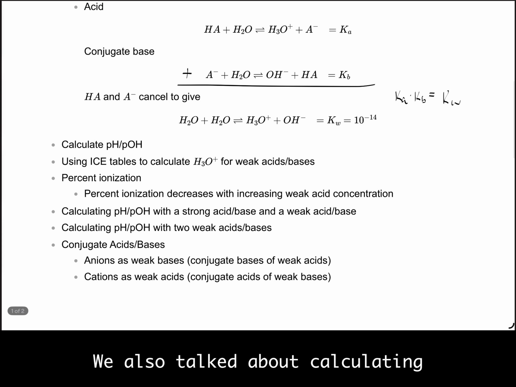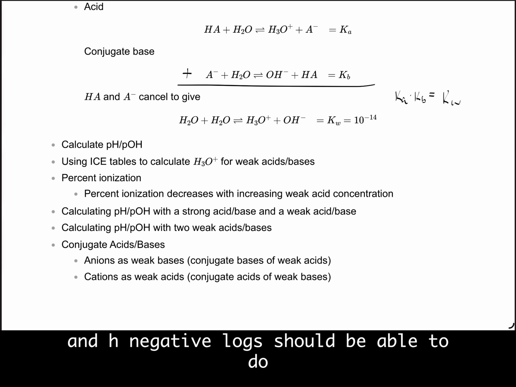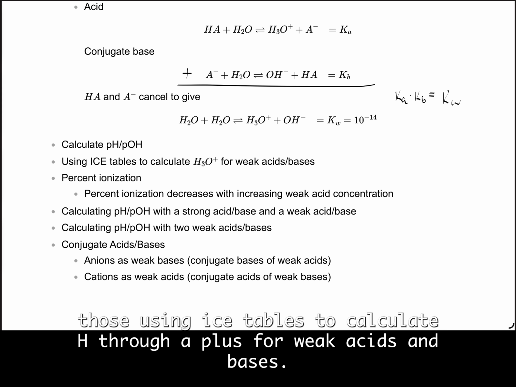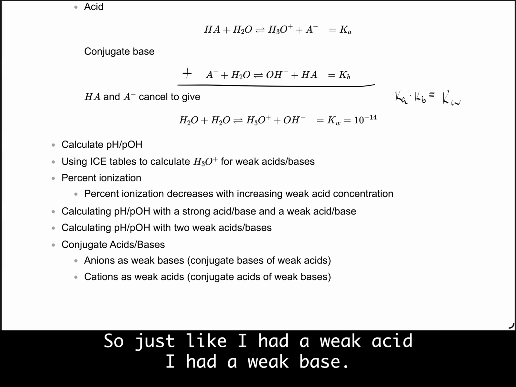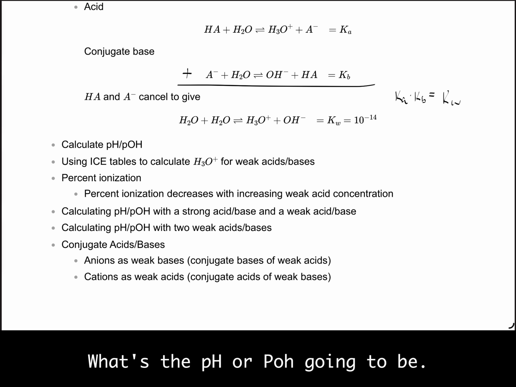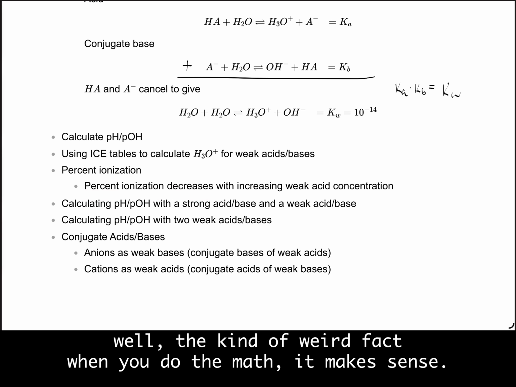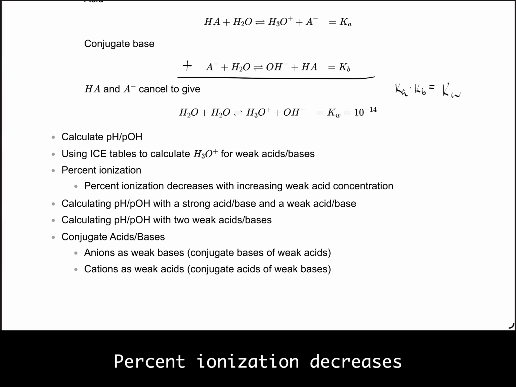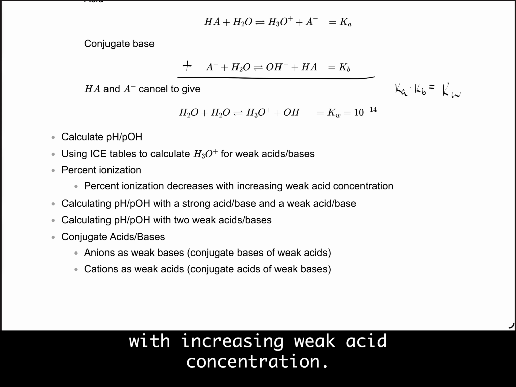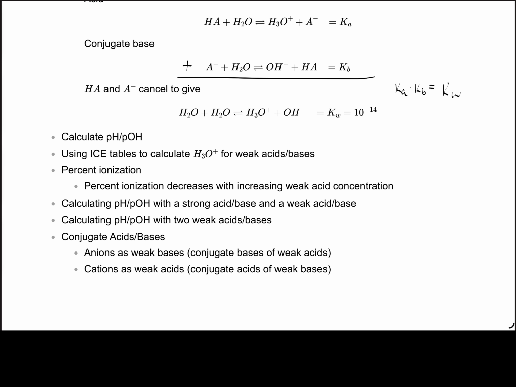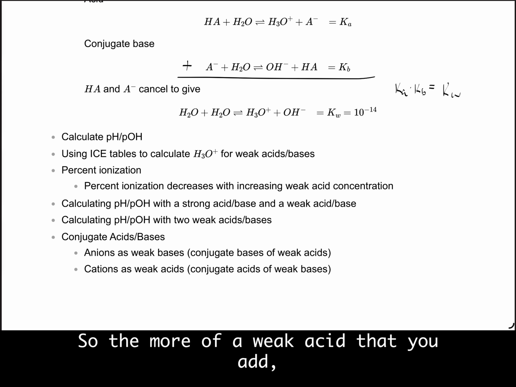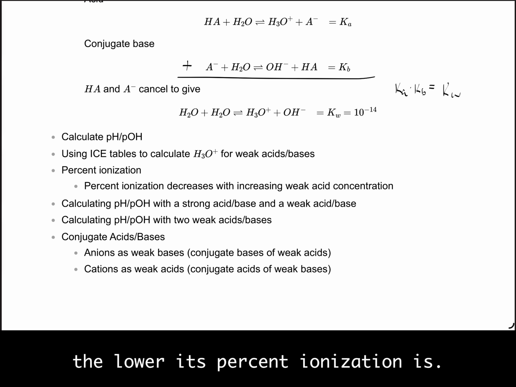We also talked about calculating pH and pOH, negative logs. You should be able to do those. Using ICE tables to calculate H3O plus for weak acids and bases. So just like I add a weak acid, I add a weak base, what's the pH or pOH going to be? We talked about percent ionization, and the kind of weird fact, when you do the math, it makes sense: percent ionization decreases with increasing weak acid concentration. Same thing for bases. So the more of a weak acid that you add, the lower its percent ionization is.